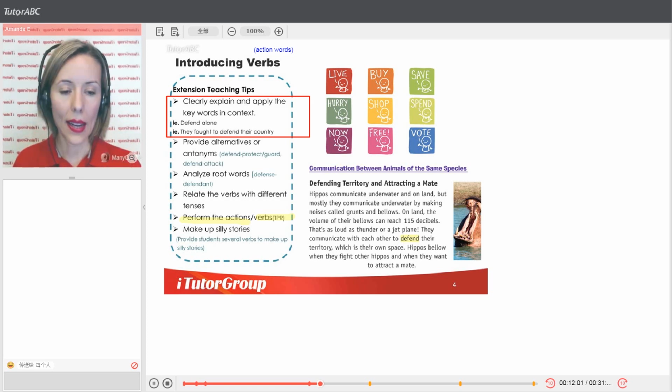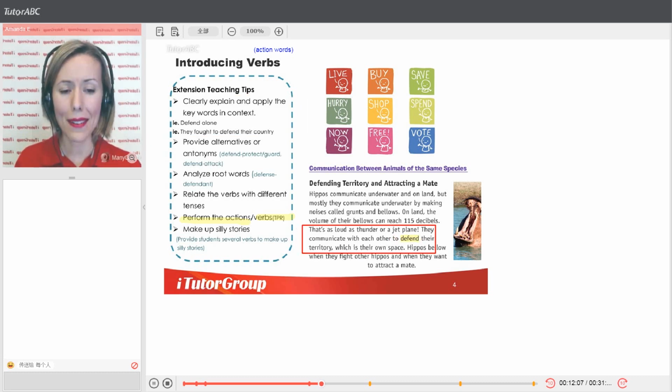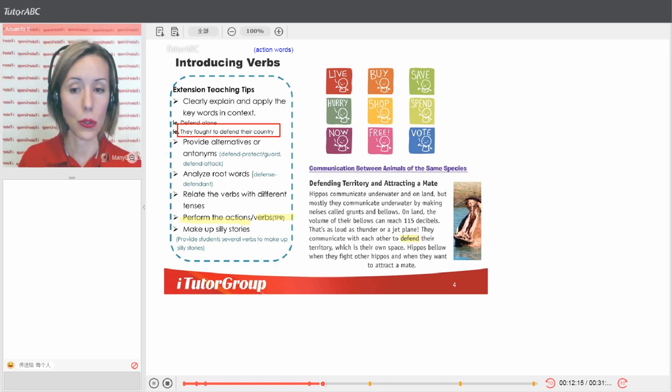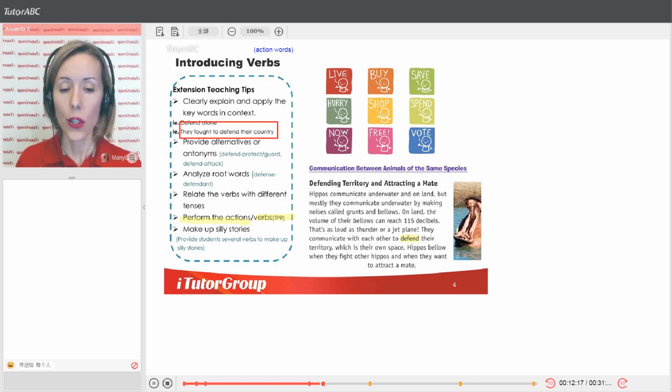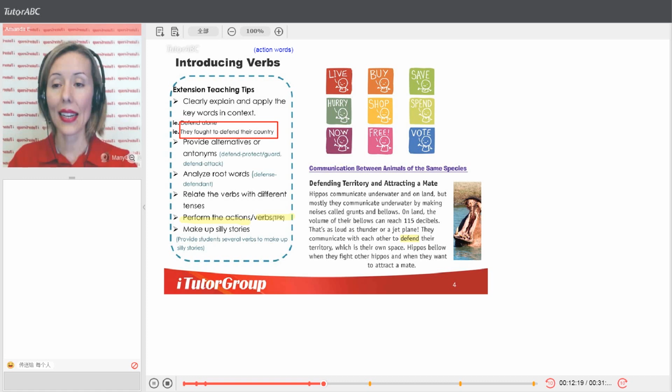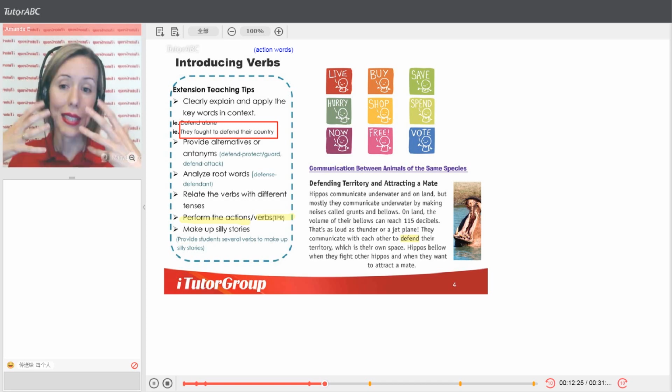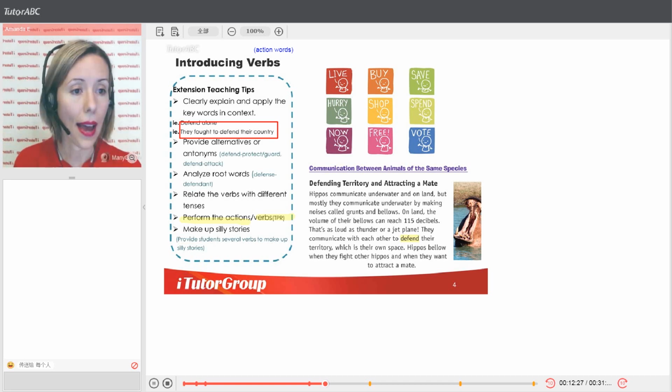For example, in our lesson plan here, we have the word defend when we're talking about hippos, but it's not a common way to use the word defend. Usually we talk about soldiers defending their country, perhaps, or people defending their country. So when we put the word in a different context, in a different sort of a sentence, it may become more clear for the student, and it helps the student to see how to use that word.